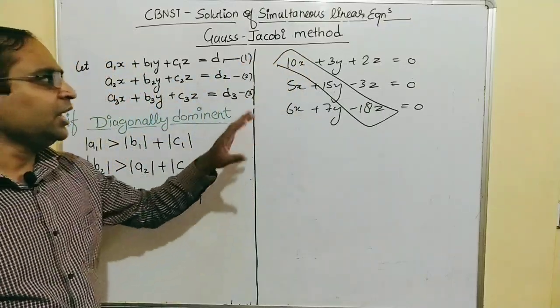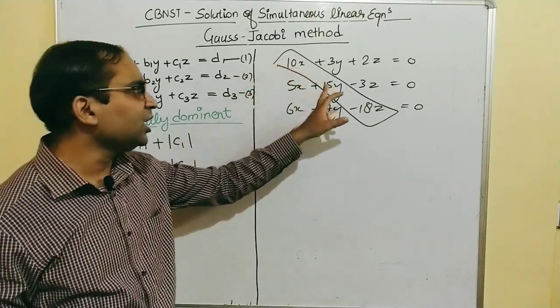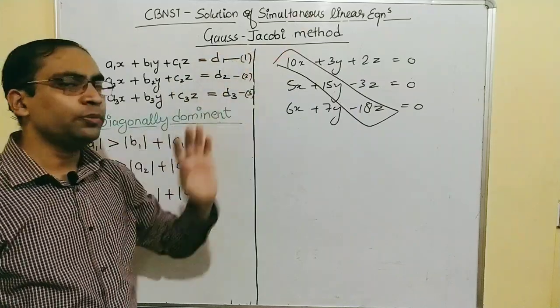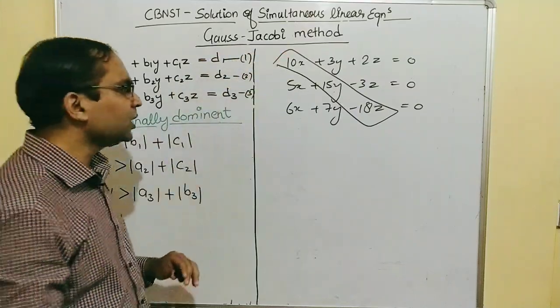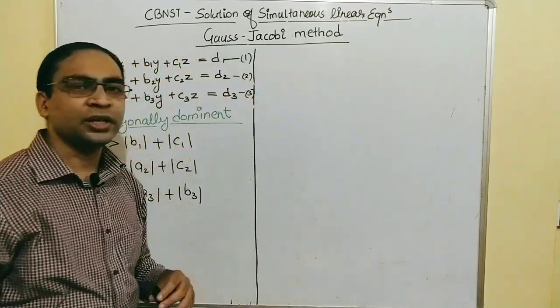So in any system of linear equations where the diagonal dominates, we can apply the Gauss Jacobi method. Now let's see what the Gauss Jacobi method is and how we can solve this system of linear equations.